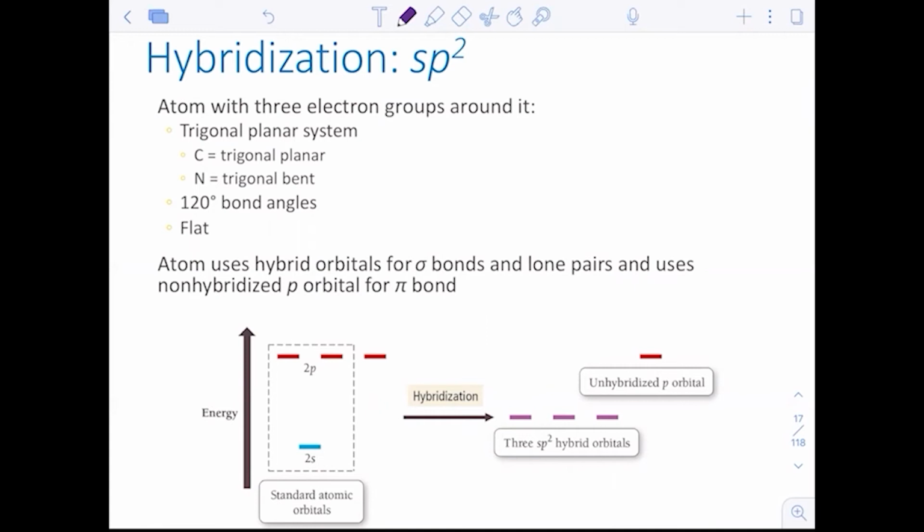120 degree bond angles, it's flat. What happened? Well, we only had to take 3 atomic orbitals into the 3 hybrid orbitals. Where is that unhybridized p orbital going to end up? The atom uses hybrid orbitals for the sigma bonds. These will be the 3 sigma bonds. The leftover is that 1 pi bond. Now, the unhybridized p orbital is where we get the parallel overlap, the pi bond.